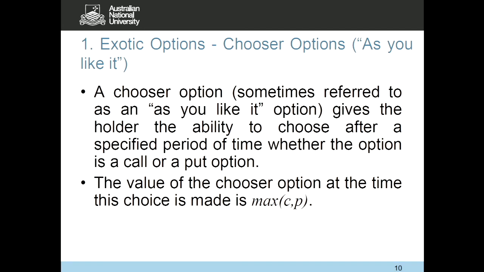So, for example, if the speculator is holding this chooser option and after 6 months' time the underlying share price has decreased a lot, then the speculator would choose the option to be a put option, so they can speculate on the underlying assets. Alternatively, if the underlying asset price increased a lot, then the speculator can choose the option to be a call option, right? So they can buy the underlying asset at a really cheap price, then dump it in the market for a profit.